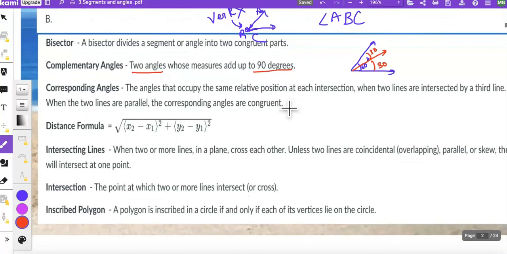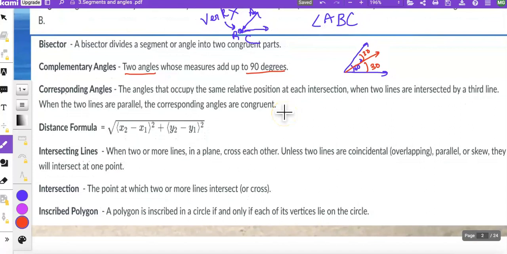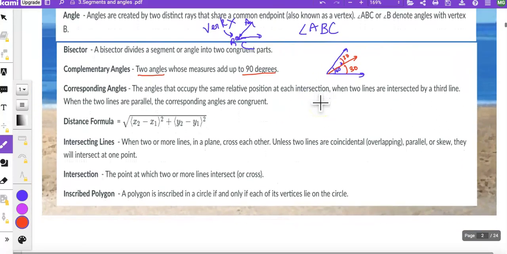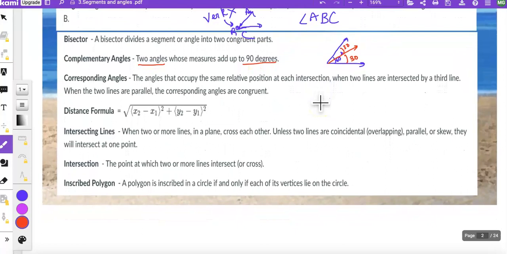Corresponding angles: the angles that occupy the same relative position at intersection when two lines are intersected by a third line. When the two lines are parallel, corresponding angles are congruent. So this is the part which we have to always keep in mind. When two lines are parallel, the corresponding angles are congruent.